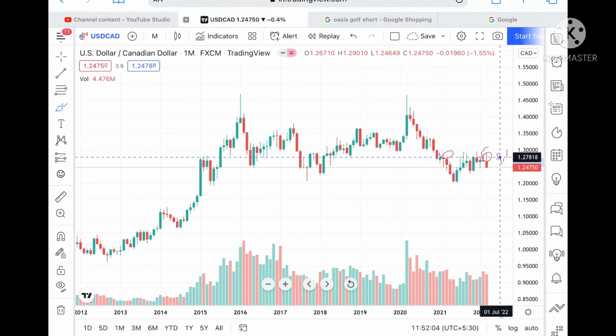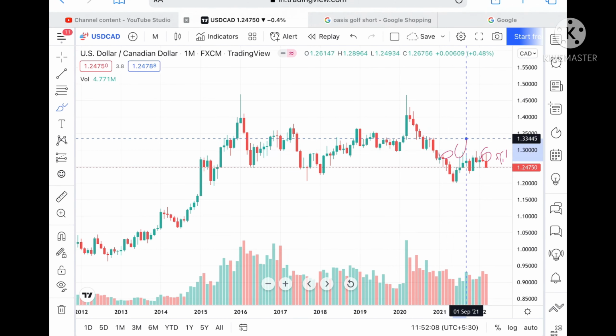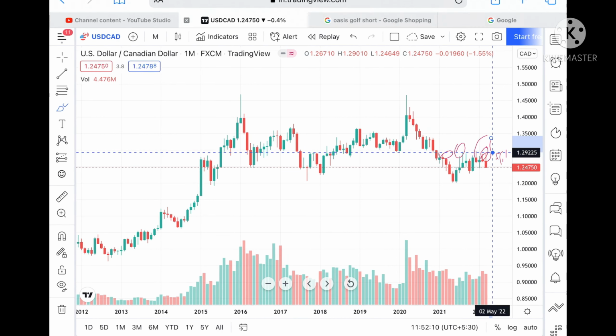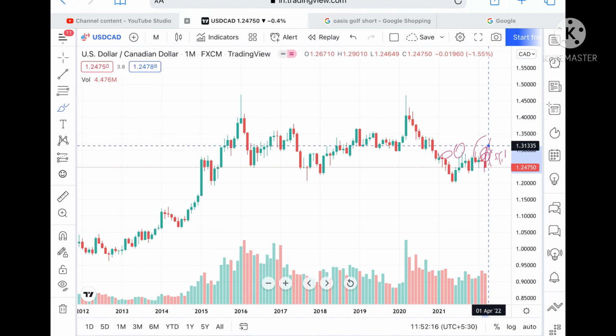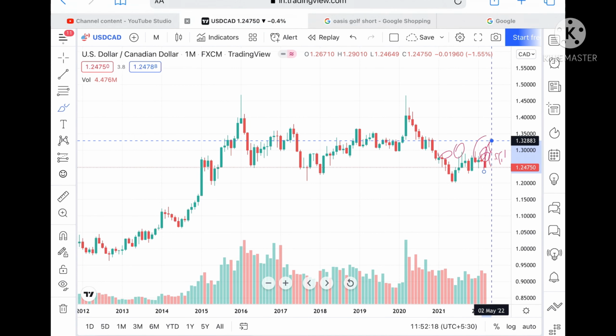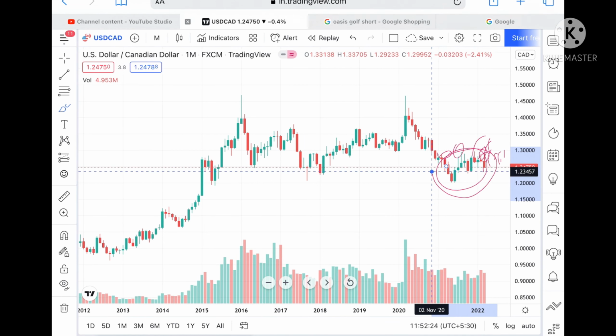This level is already being tested here, so the probability of going towards a level of 1.29647 is high, and these levels are already being tested, 1.29. If it goes above this level, then we can see it can touch a level of 1.30350, and from there we can see it can move further upside towards a level of 1.32883. And then it can move further upside, because since 2021 we have seen it is moving in this particular zone. Once this zone breaks, we can see further upside.